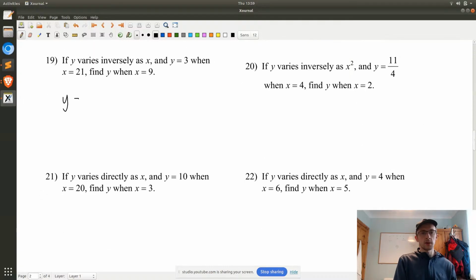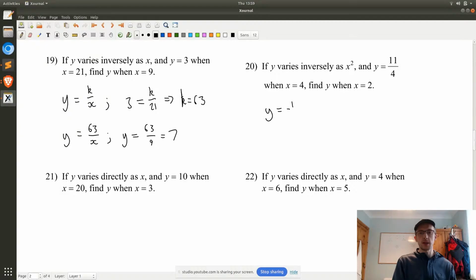y varies inversely as x, so y equals k over x. And y is equal to 3 when x is equal to 21, so 3 equals k over 21. So k is equal to 63. So rewrite the original, y equals 63 over x. And now we need to find y when x is equal to 9, so y equals 63 over 9, which is 7.